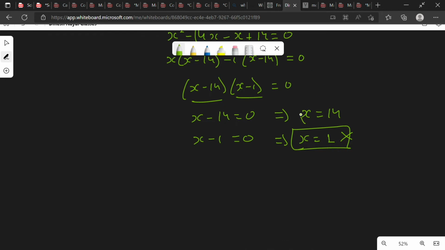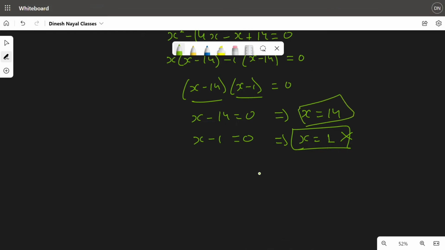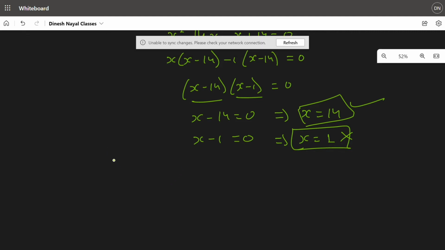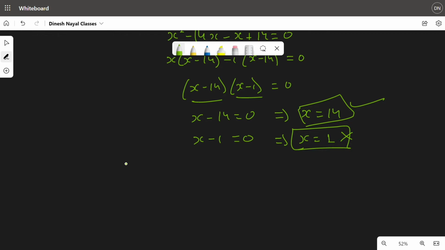So hence Zeba's age now is 14 years. So this is our answer. Just a second, it's hanging. Yeah. So writing the final answer. Hence, Zeba's age now, or the present age, you can write anything, is 14 years, or the required age is 14 years.